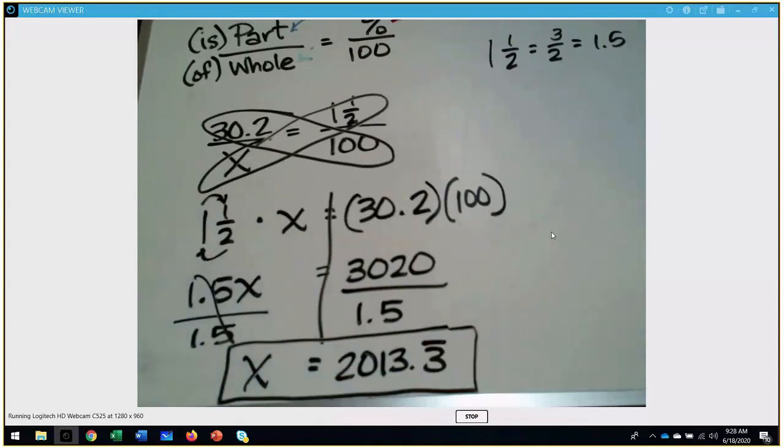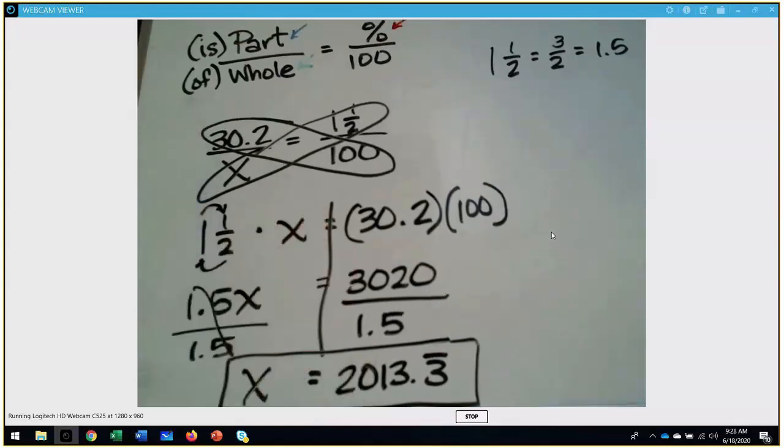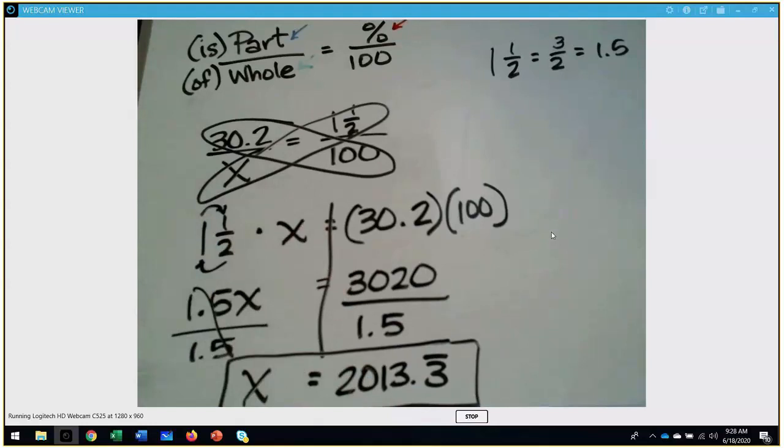And round it accordingly, or just leave it like that with the bar. That's fine. Okay, before we do the same problem again with the other method, do we have any questions before I do that?